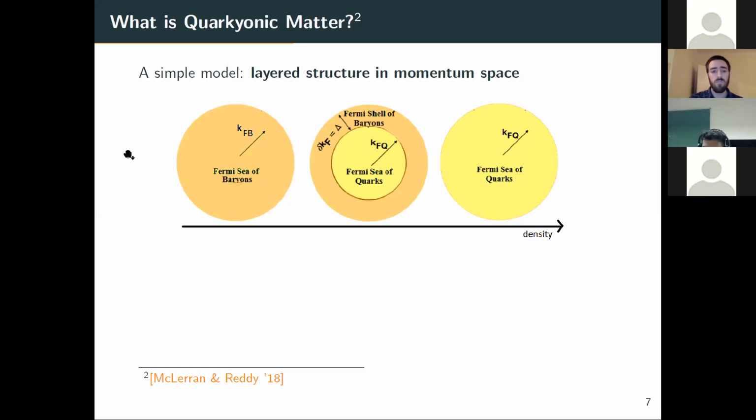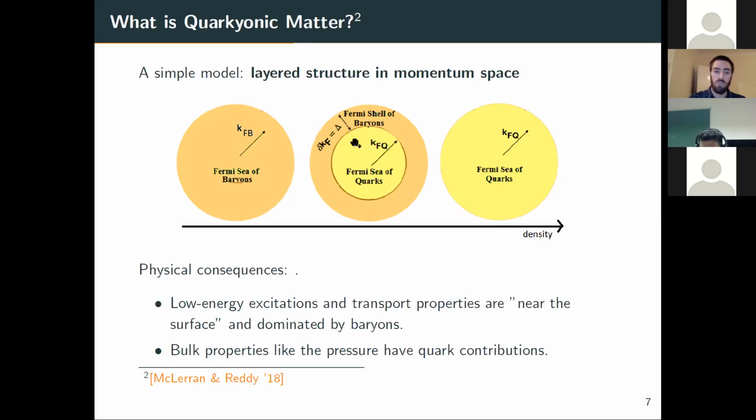And the physical consequence of this picture in the middle is that low energy excitations or transport properties are near the surface here, and they are dominated by baryon physics. But bulk properties such as the pressure also have contributions from all the states here, and in particular they also have contributions from quarks.